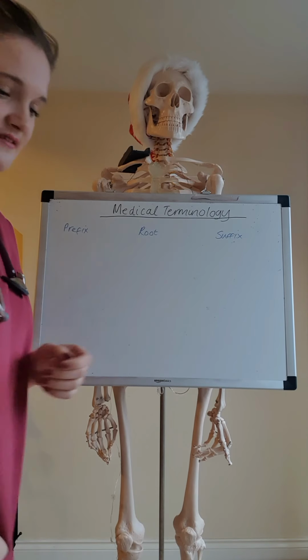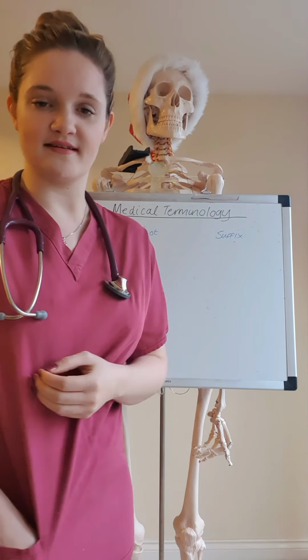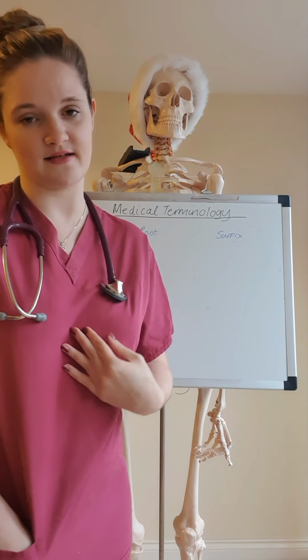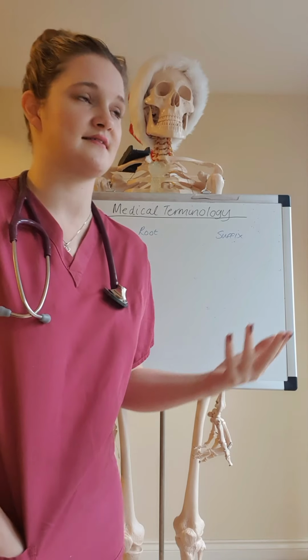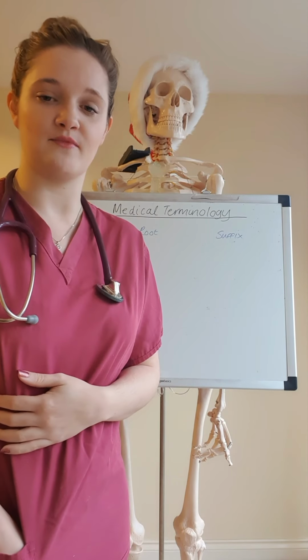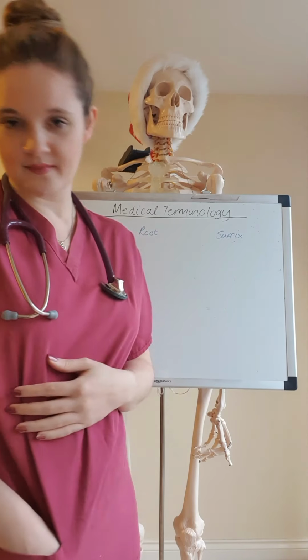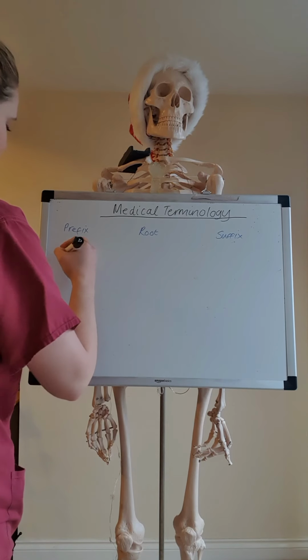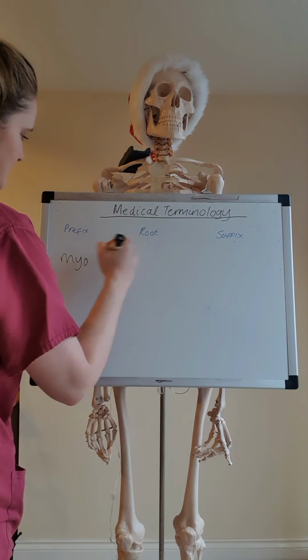So in anatomy and physiology, the root of a word is likely going to be some sort of body part that we're relating to. Whether that's a procedure, whether that's a condition, or whether that's some sort of imaging result. That's what we're looking at here. So let's take, for example, a scary word. Let's take myocarditis.